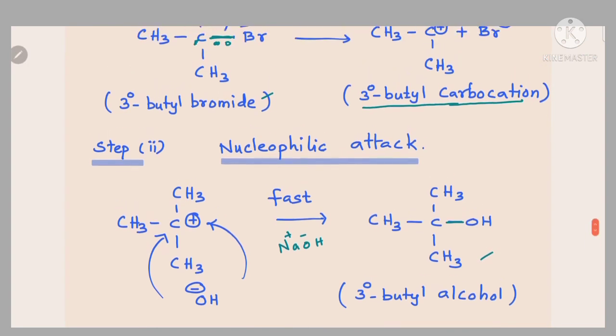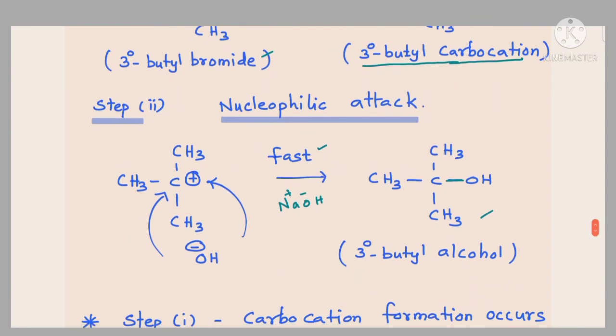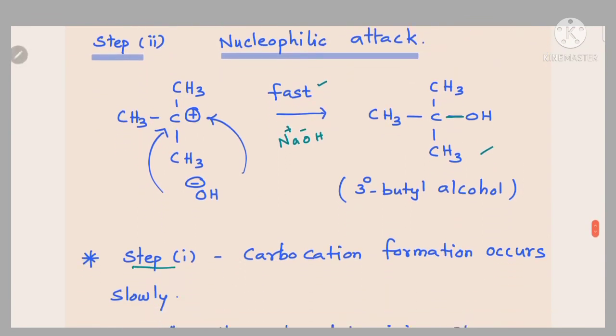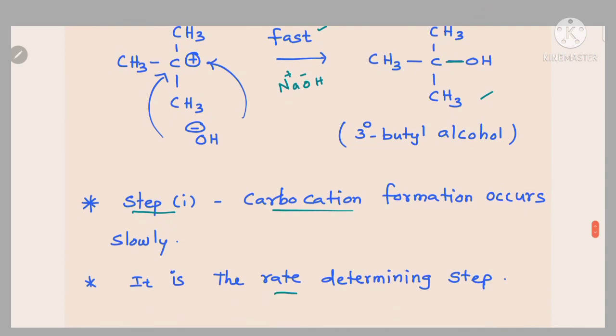Now when you compare these two steps of this nucleophilic substitution reaction, step 1 occurs slowly, step 2 is fast. Once you get the carbocation, immediately you will get the alcohol, but the formation of carbocation takes some time, so it occurs slowly. So the first step of this reaction, that is the carbocation formation step, is occurring slowly, and it is called the rate determining step. I hope you understood what is meant by rate determining step. Thank you.